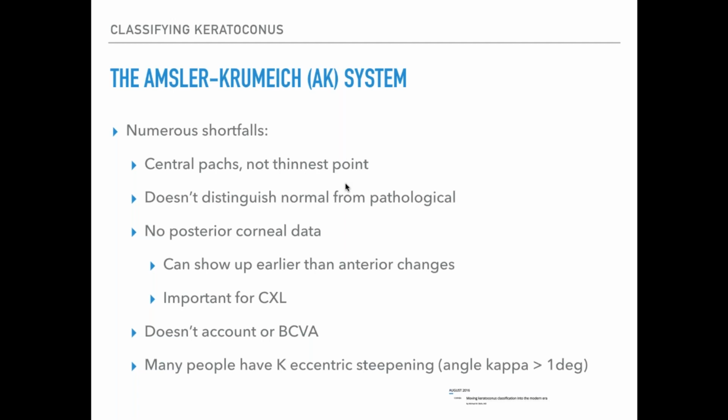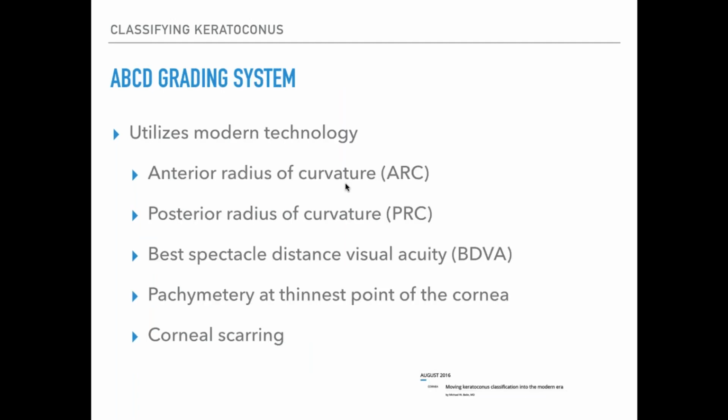The other thing that's pretty amazing is it doesn't account for best corrected acuity. It accounts for prescription, but spectacle prescriptions can vary so widely with keratoconic patients. Obviously, a much better functional test would be best corrected acuity, but the Amsler-Krumeich system ignores that. So a lot of shortfalls there that are hopefully going to be made up for with the new ABCD grading system.